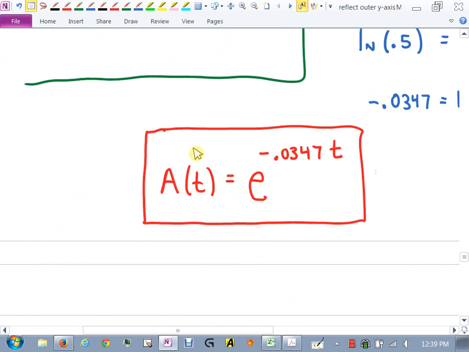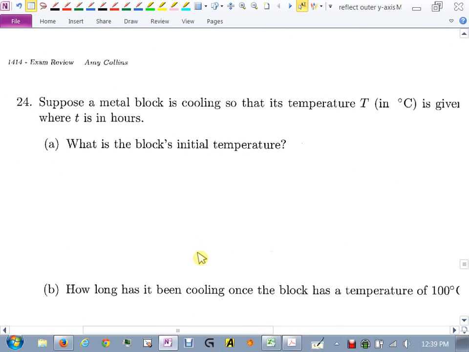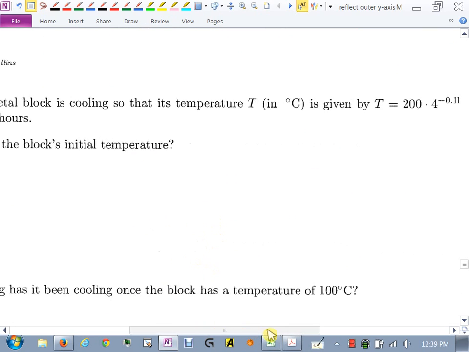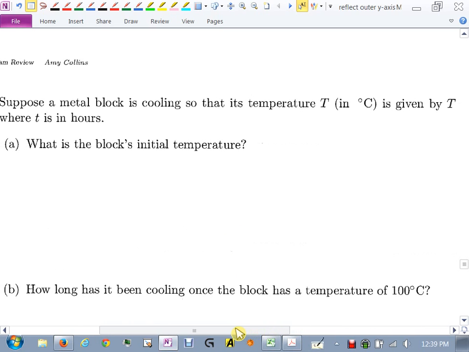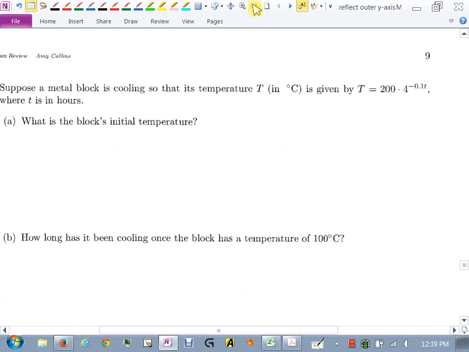Half-life, we've done it. 24, cooling. A metal block is cooling, so its temperature is given by this. Oh, we can do this one pretty quickly. I can talk through it. They give you a temperature function. What is the block's initial temperature? How do you get that? That's the temperature at time 0. Plug 0 into this. What's 4 raised to the 0? 1. 200 times 1? 4 to the 0 is 1. So 200, right? The initial temperature is 200.